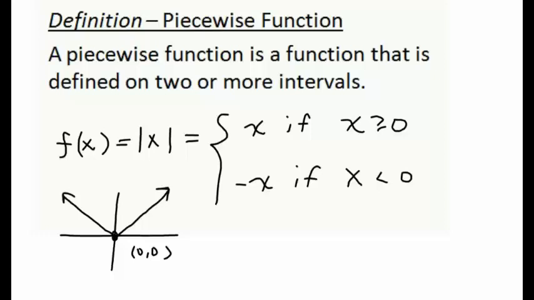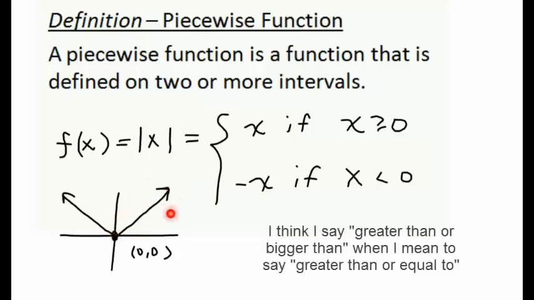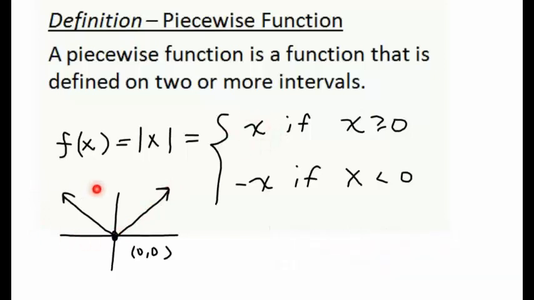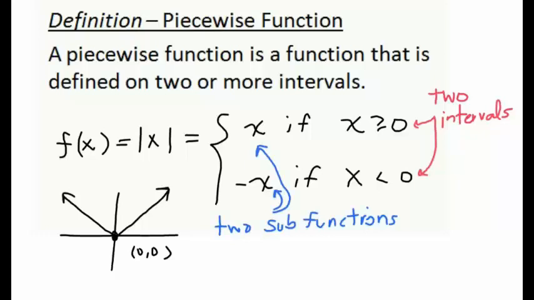Now, to be very specific about the absolute value, we define it in two pieces. Over on the right, for all values that are greater than 0, we use the line y equals x. On the left-hand side, for all values less than 0, we use the line y equals negative x. So our two intervals are given over on the right-hand side, although a piecewise function may have more than two pieces. And in our case, this piecewise function, the absolute value function, has two subfunctions.